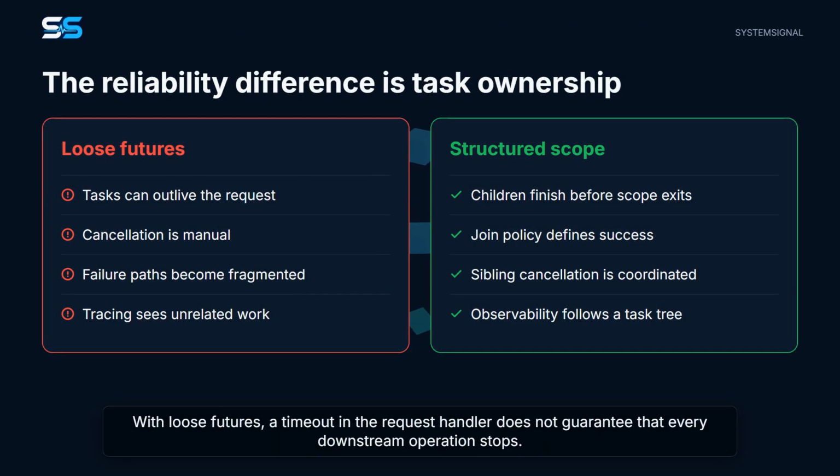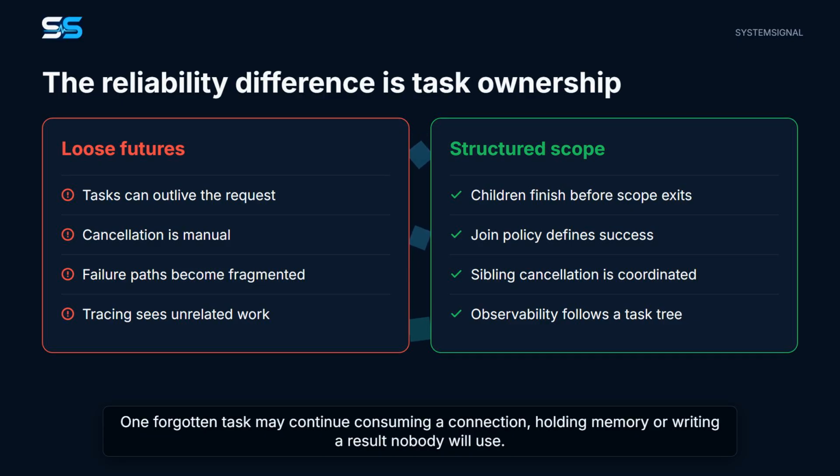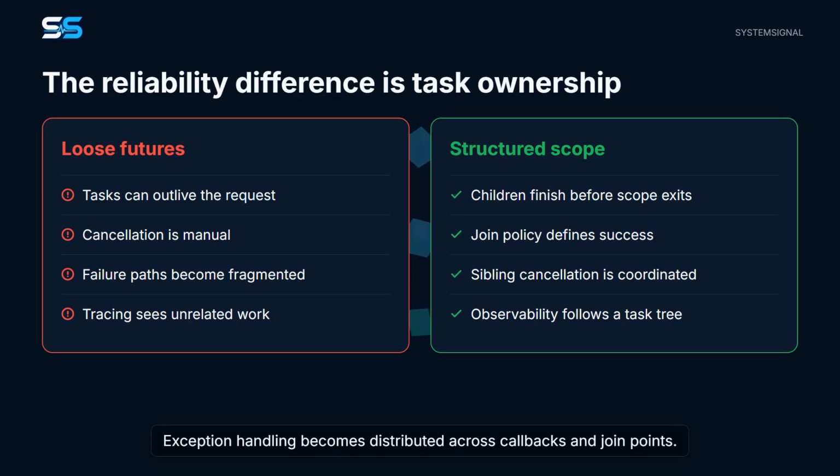With loose futures, a timeout in the request handler does not guarantee that every downstream operation stops. One forgotten task may continue consuming a connection, holding memory, or writing a result nobody will use. Exception handling becomes distributed across callbacks and join points.